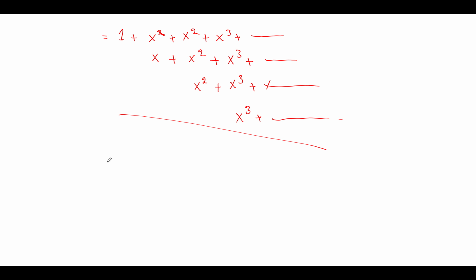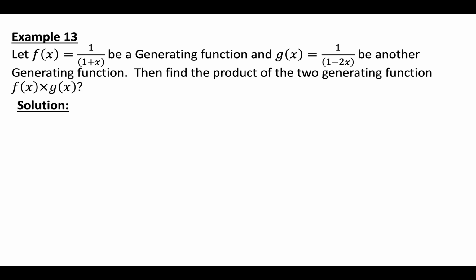So here we got that f of x times g of x is equal to 1 plus 2x plus 3x squared plus 4x cubed. And we can continue at the end.